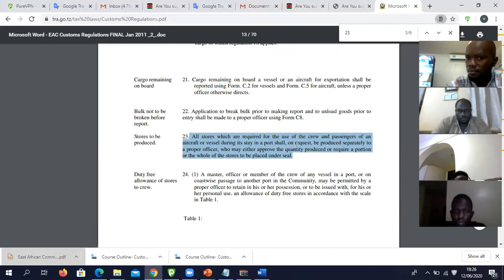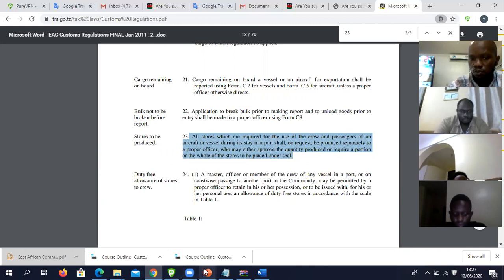Because we know these items are not supposed to be dutiable. Therefore, the officer needs to be confirming the quantities. And once he has confirmed, then he can either approve the quantity produced or require portions or the whole to be placed under seal, so that they may not even be imported into the country once they have been determined and quantified.